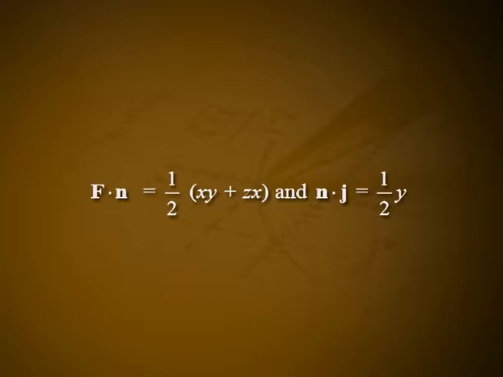Now, project S on the zx plane and call the projection R. We bring your attention to note that in this case, we cannot take the projection of S on the xy plane as the surface S is perpendicular to the xy plane. Then, the double integral over S of f·n dS is equal to the double integral over R of f·n dz dx by |n·j|. Here, f·n is equal to 1 by 2 xy plus zx and n·j is equal to 1 by 2 y.